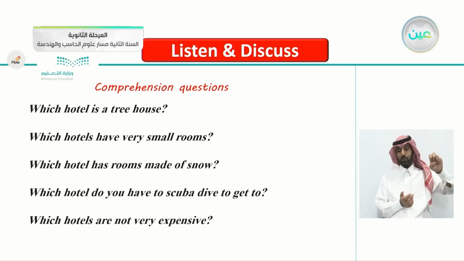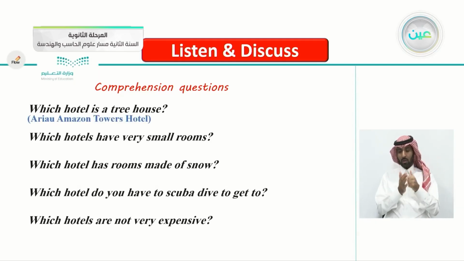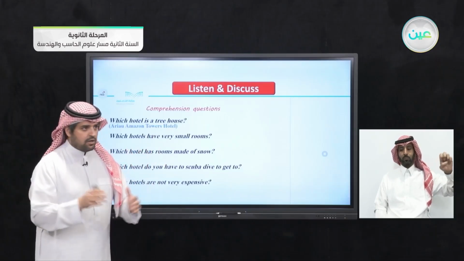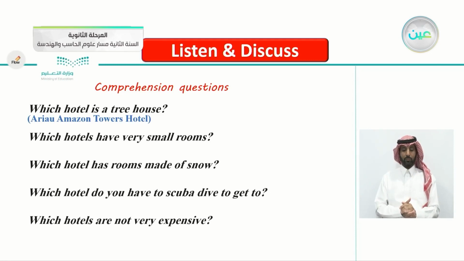So the first one, which hotel is a tree house? Yes, the Ario Amazon Towers Hotel. You can see it from the picture. It looks like a hotel on a tree, which is sometimes called a tree house. But now it's not a tree house, it's a tree hotel. The second question: which hotels have very small, compact rooms? Very good. Capsule hotels.